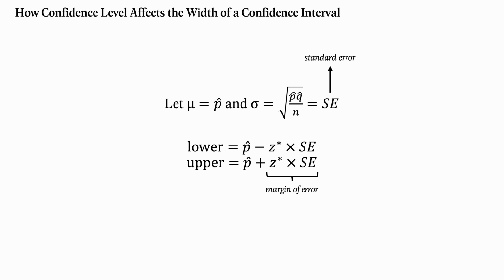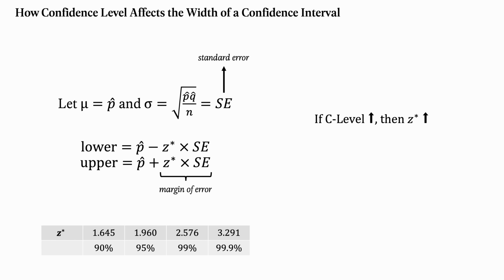How might confidence level affect the width of a confidence interval? For reference, here's that segment of the t-table shown earlier. Working through this step by step, we find that if we raise our confidence level, then our value for z-critical also goes up. From the formula, if z-critical increases, then so does the margin of error. And if our margin of error increases, then our confidence interval is wider.